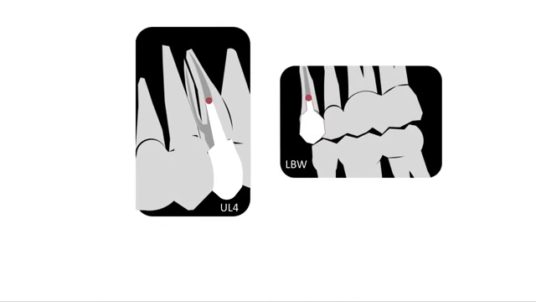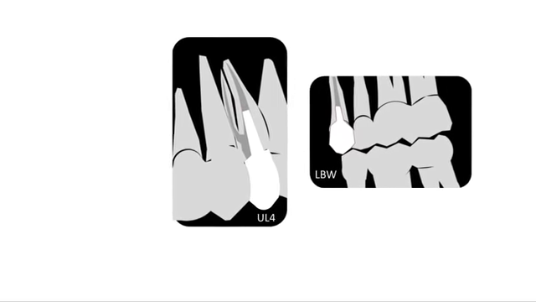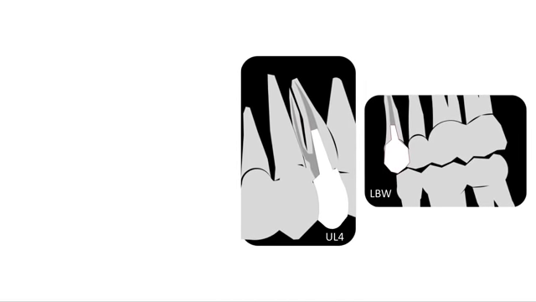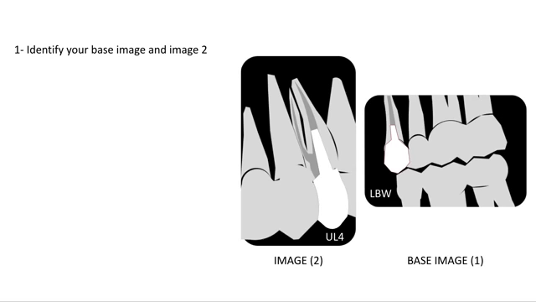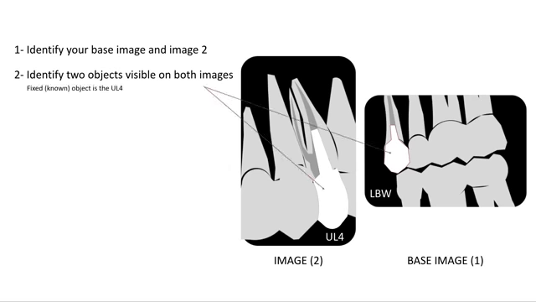So let us bring our two images together and understand the SLOB rule in easy 5 steps. You need to identify one image as your base. In this example, the bitewing is our base and the periapical is our image 2. We need to select two objects that are visible on both images. One has to be fixed and the other is the unknown, the one we need to find the position of. So here, upper left 4 is the fixed one and the red dot marks the post crown as the unknown.